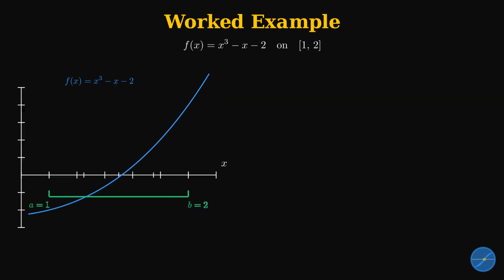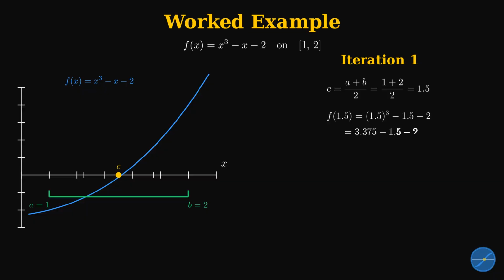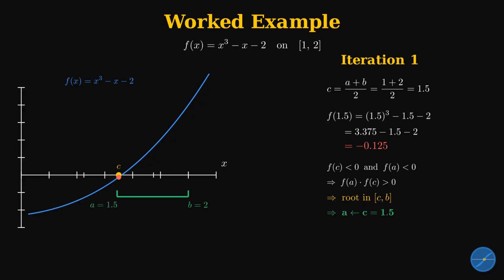Iteration 1. Our interval is 1 to 2. The midpoint c is the average of a and b, that's 1.5. Mark it on the axis. Now evaluate f there. Cube it, subtract, and we get minus 0.125. It's negative, below the axis. f of c and f of a are both negative, so their product is positive. Same sign. The sign change must be in the other half, c to b, so a moves up to 1.5. Watch the interval shrink. We've already halved our uncertainty.